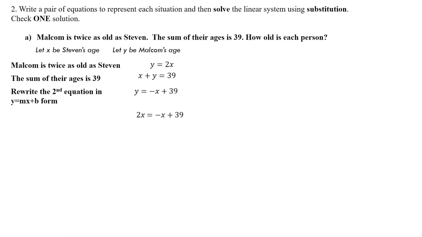So we have two equations in slope-intercept form. So we can say that 2x is equal to negative x plus 39. We'll collect all our x's on one side and our numbers on the other and solve for x, ending up with a final value of 13 for x. Once we have a value for x, we can substitute that value back into one of the equations and solve for y. So we'll use the first equation. It's a slightly simpler equation.